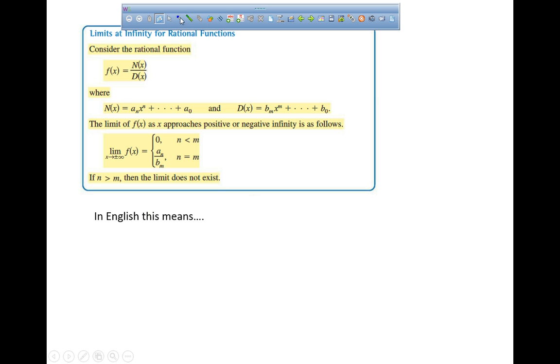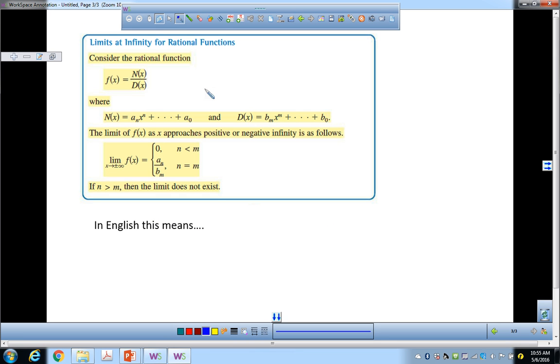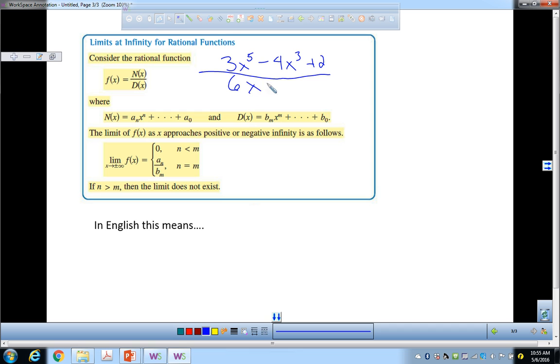So here are the rules of asymptotes. These are the rules of asymptotes that we're now applying to limits. Okay, so all this says is consider rational functions. A rational function, for example, would be something like 3x to the fifth minus 4x cubed plus 2 over 6x to the fifth minus 7x to the fourth plus 1, right? So this is a rational function. f of x is equal to this, okay? I'm just making things up, okay?